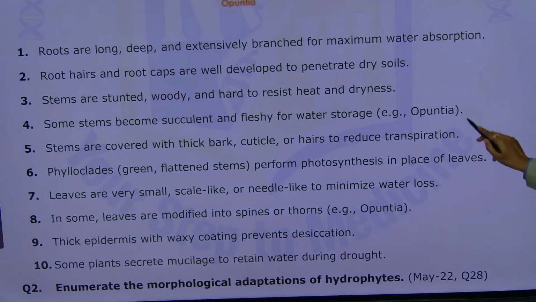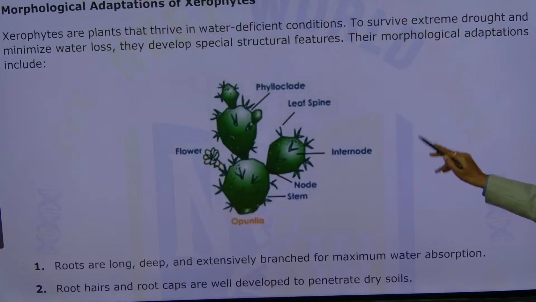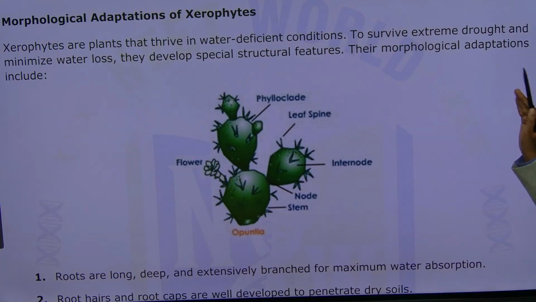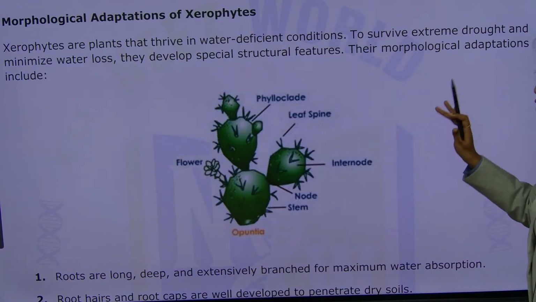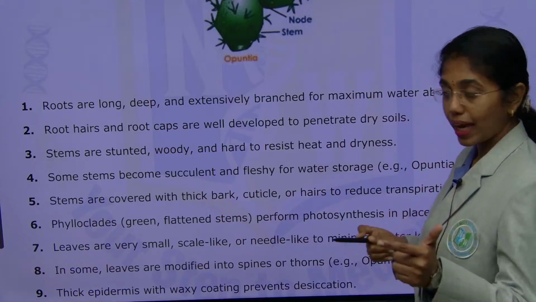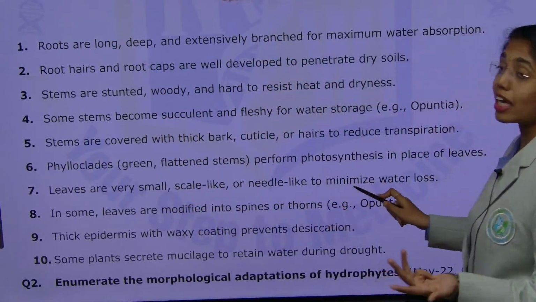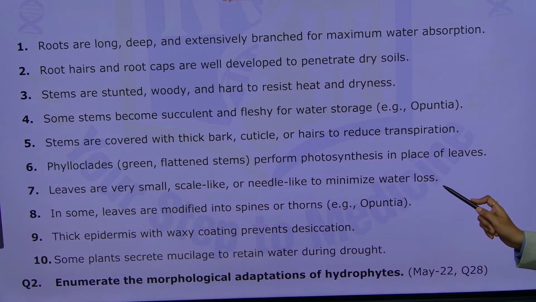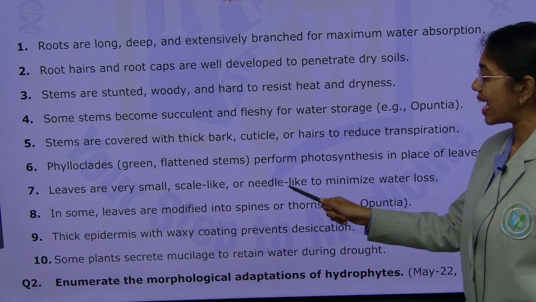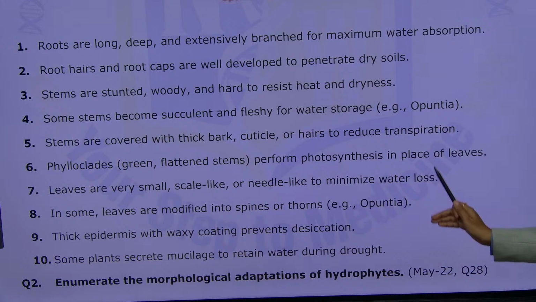These are the points that you have to remember to describe the morphological adaptations of xerophytes with a standard diagrammatic view. Diagram first, keep it as reference and then go on explaining. First about root hairs, stem, phylloclades, leaf. Sunken stomata is a must-explain thing, and leaves are reduced to what? Scales and spines. Scale like or needle like, which will minimize what? Water loss.